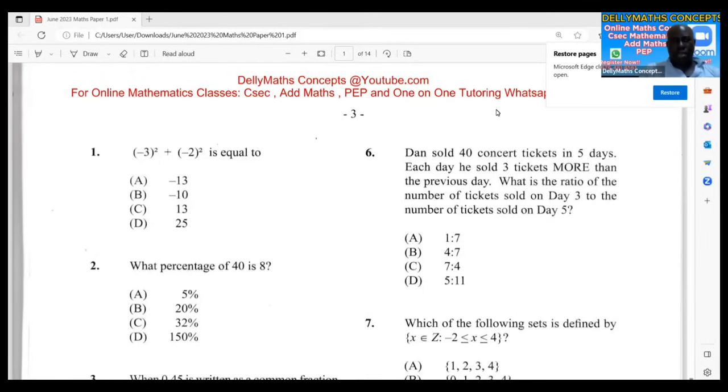So we have -3 squared plus -2 squared. So -3 squared will give us a 9, right there. And a 9 plus -2 squared, which is a 4, gives us 13, right? So we want to pick that easily.